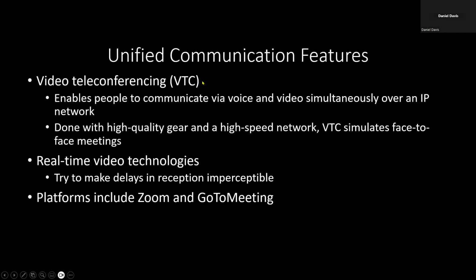We're going to talk about VTC, video teleconferencing. This enables people to communicate via voice and video simultaneously over an IP network. Done with higher quality gear and high-speed networks, VTC simulates face-to-face meetings. With real-time video technologies, our key goal is to make delays in reception or communication almost imperceptible. These are some common platforms, again, something like Zoom or GoToMeeting.